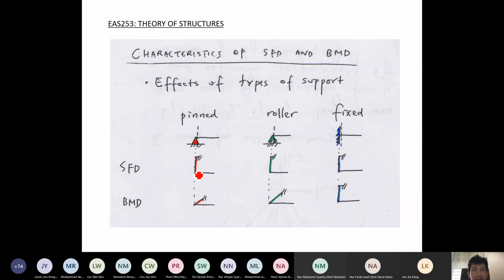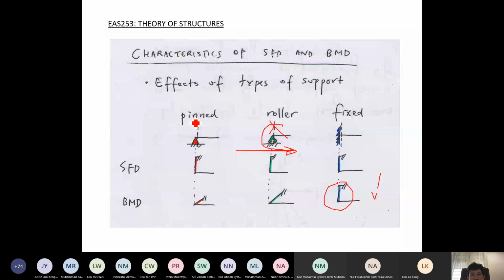And for the roller support, in the shear force diagram there is a value, but for the bending moment diagram, there is no value. Now, this is for the case where there is no concentrated moment acting at the support. Okay? So you get a bending moment of zero at a roller support. But when it comes to a fixed support, the bending moment at the fixed support is not zero anymore; there is a value. The shear force has a value, same as pin and roller. But for the bending moment diagram, at a fixed end there must be a value, which is different from the case of pin and roller, where there is no value.